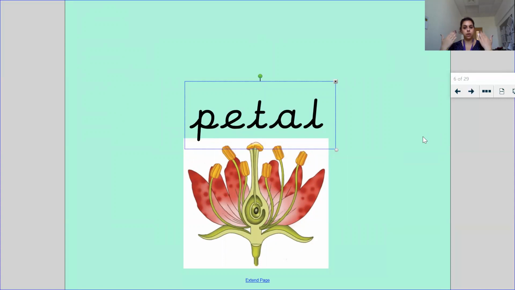Petal, petal, petal. Good. Petal's nice and easy. It's these bright bits on the outside, and the petal is bright and colourful to attract the pollinator. So it might attract the bees or the other insects that might pollinate the flower, because they're attracted by bright, colourful things.